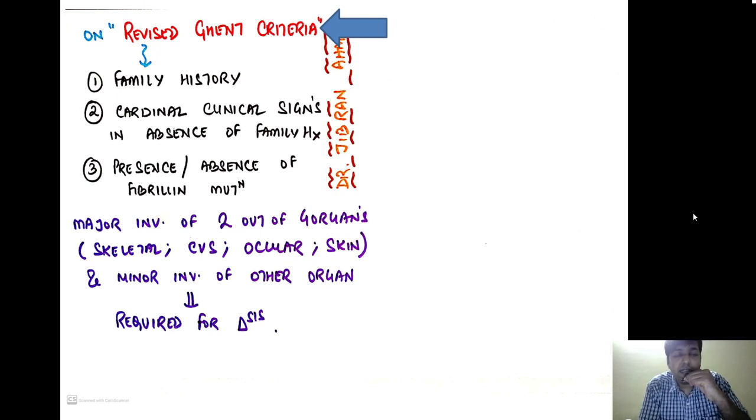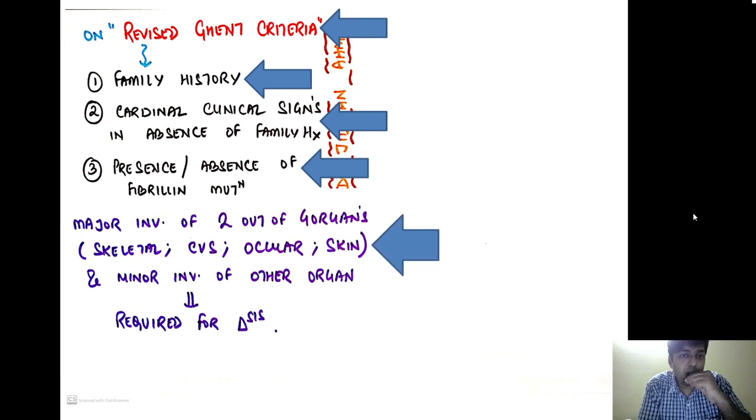Okay, here the diagnosis is based on the clinical history, the family history of the patient, the cardinal clinical signs in absence of family history, and on the basis of presence or absence of fibrillin mutation. Now the major involvement of 2 out of 4 organs, that is either the skeletal, CVS, ocular, skin, and minor involvement of other organs is required for the diagnosis. Okay, so this is very important.